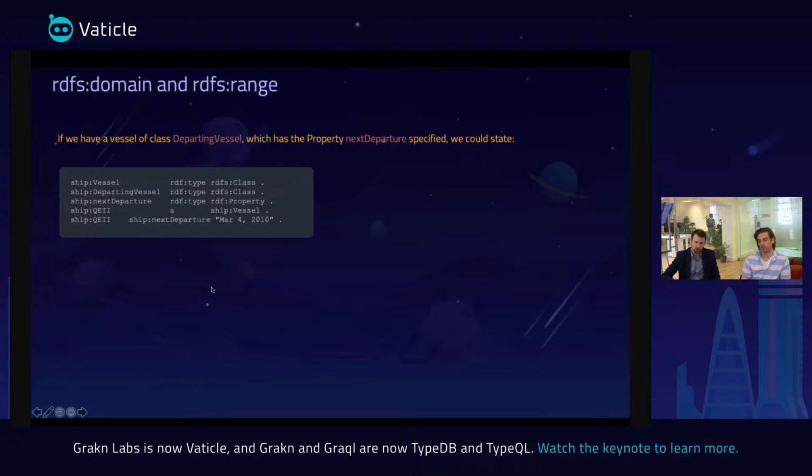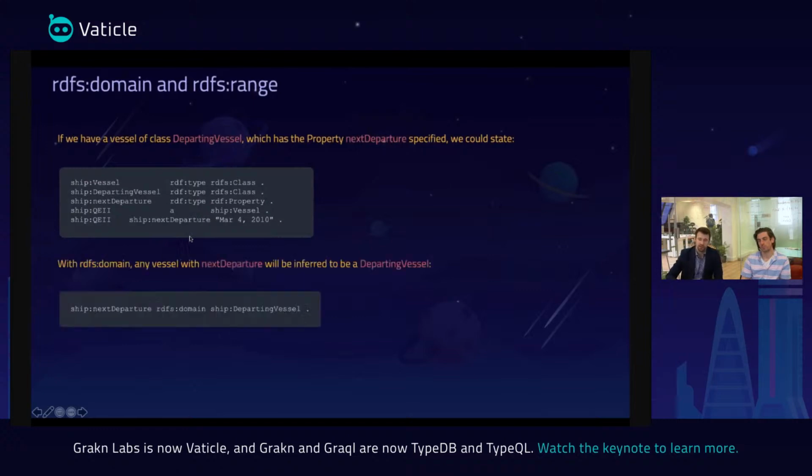And we can take a look also at a more complex example. If we have a vessel of class departing vessel, which has the property next departure specified, we could state that vessel is of type class, departure vessel is of type class, next departure is effectively a property. Queen Elizabeth II is a vessel, and Queen Elizabeth II has the next departure March the 4th, 2010.